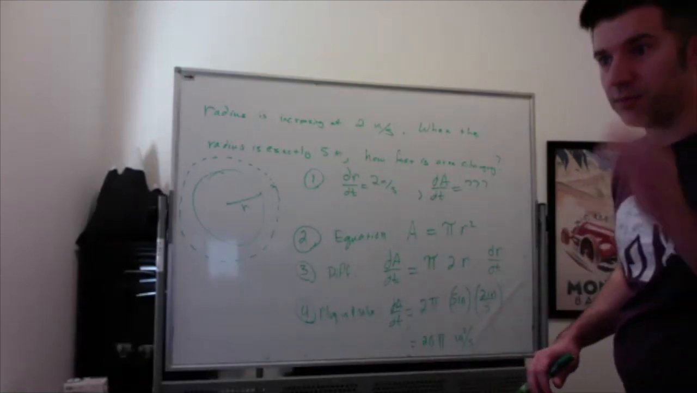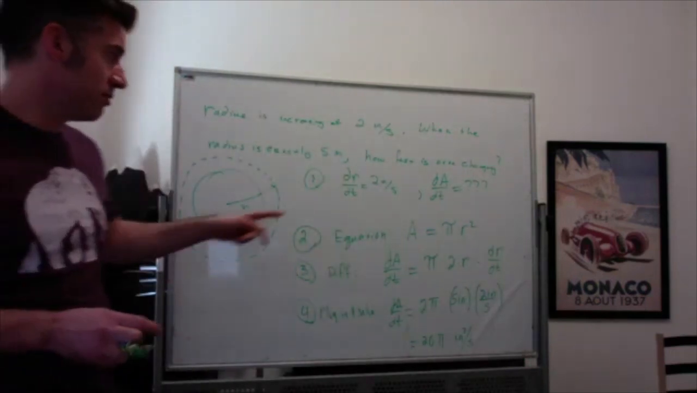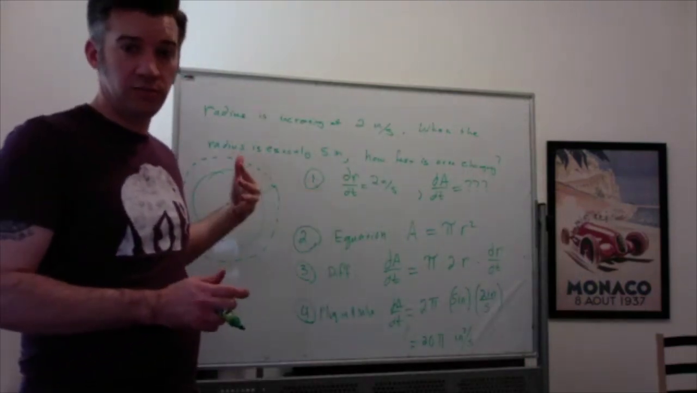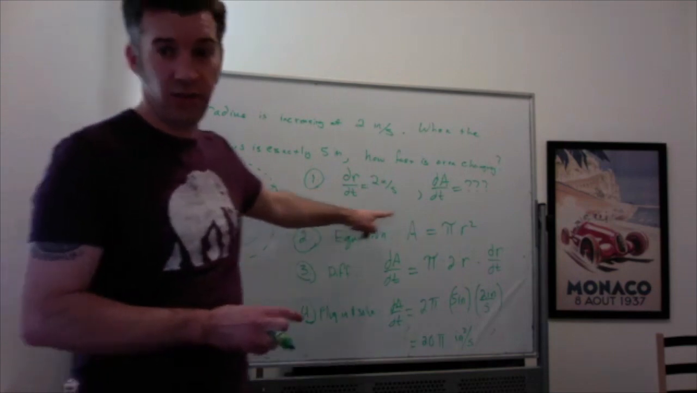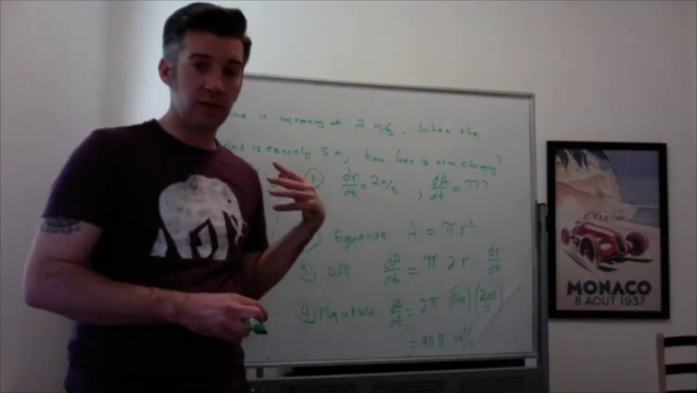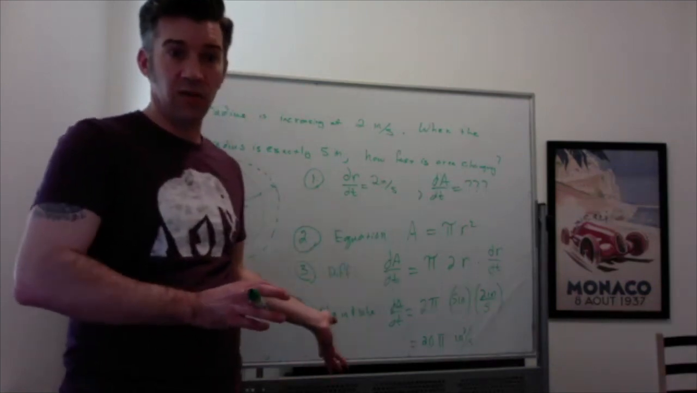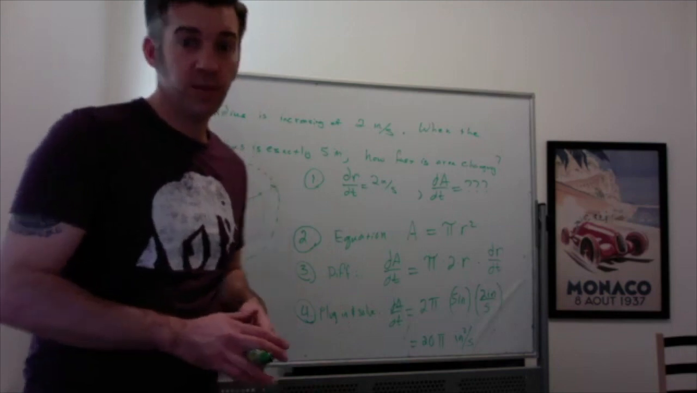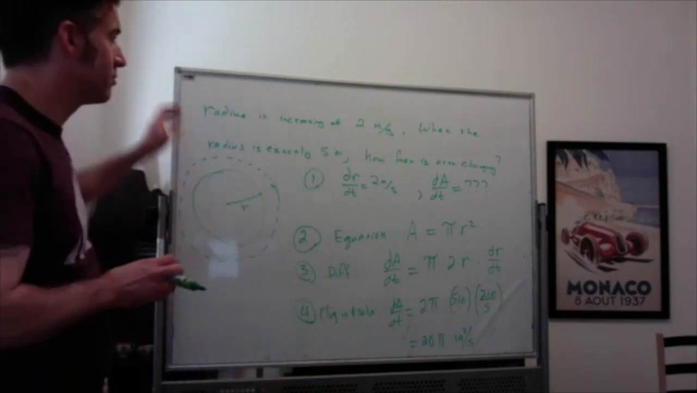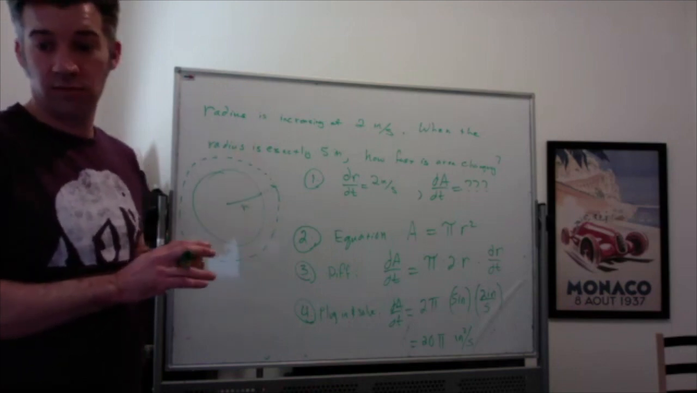So that's the idea. You ask yourself what's changing, both what am I told is changing, and what do I want to know is changing. I find an equation relating those things. Then I differentiate both sides. Then I plug in what I know and solve for what I'm trying to solve for. Let's look at another example. Are there questions about this before we look at another example?